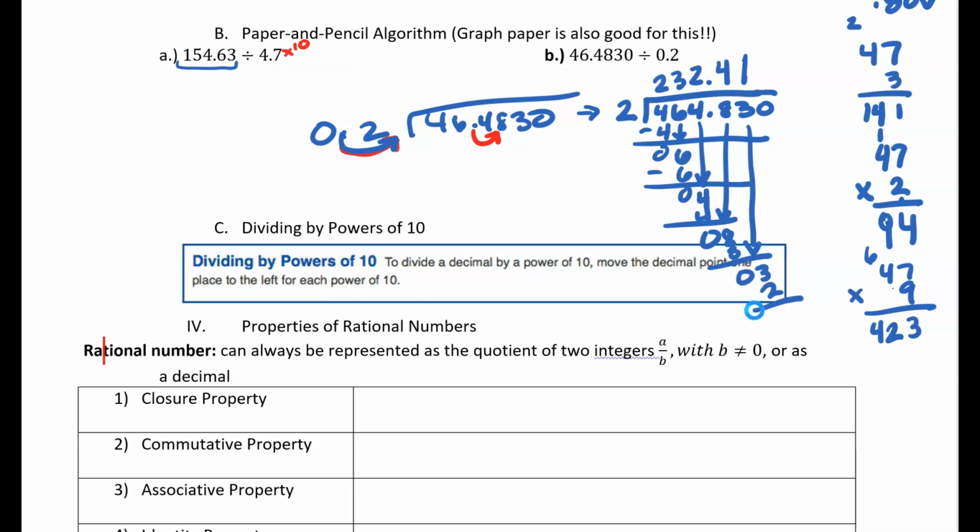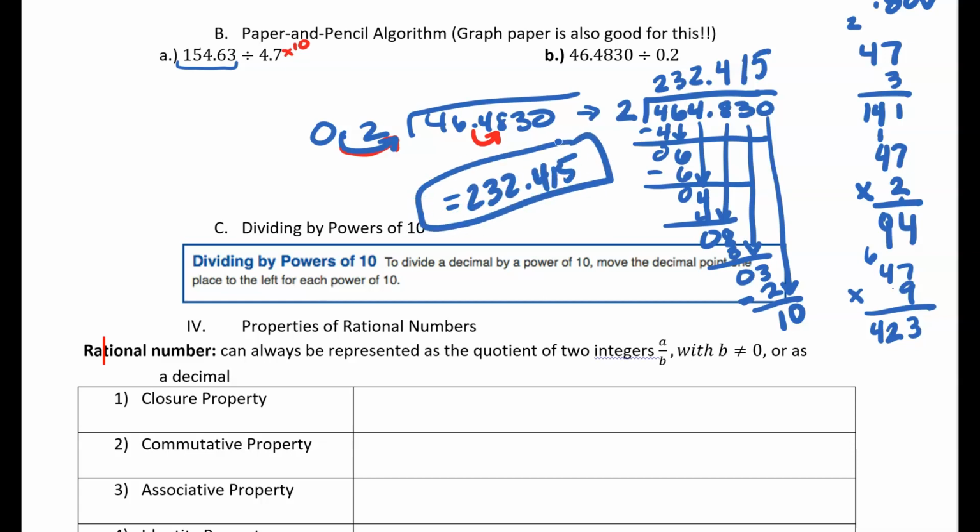1 times 2 is 2, and you're left with 1 when you subtract. And then you bring down the 0. 2 goes into 10 5 times, and so then I'm left with my answer, 232.415. Just like with multiplication, it's a great idea to use grid paper, graph paper for this, so that way everything lines up. I think it's a huge help, especially to kids.